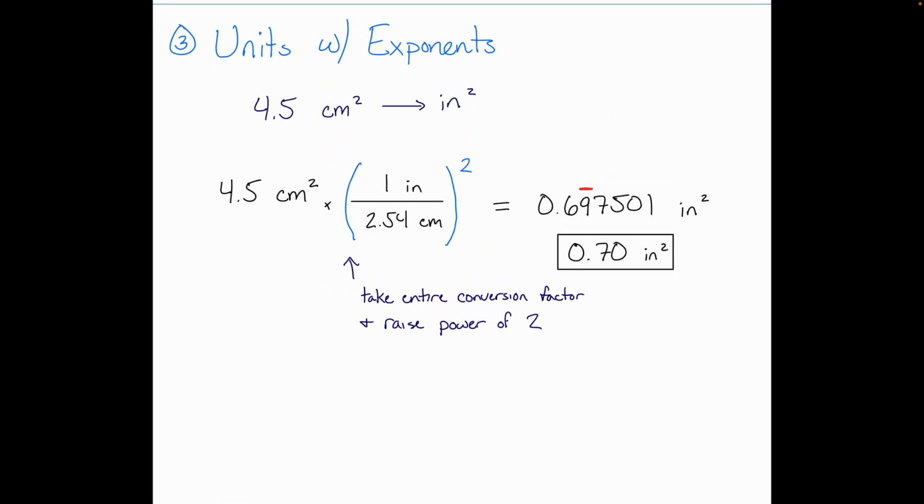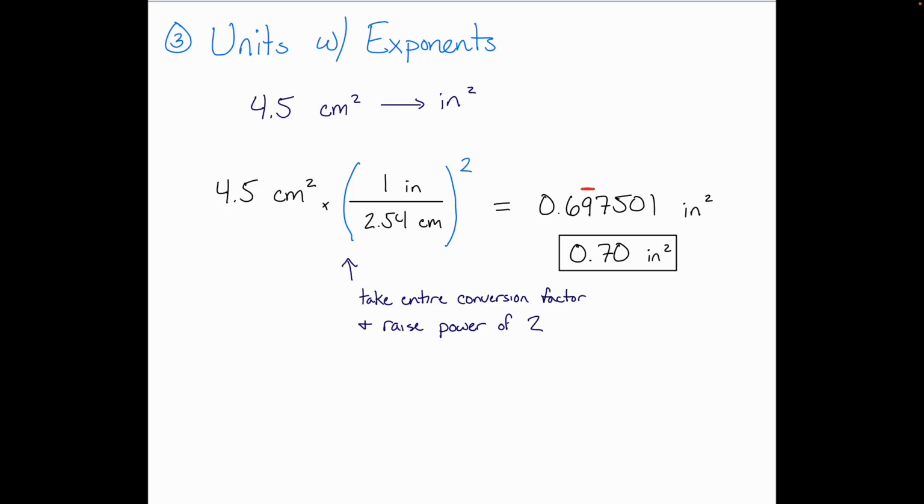All right? So areas are measured in square units. You could also measure volume in cubed units. So if you have units that have these exponents associated with them, that's how you're going to deal with that. You have your regular old conversion factor, and then you're going to raise it to that power.